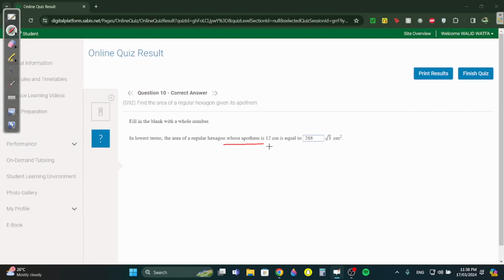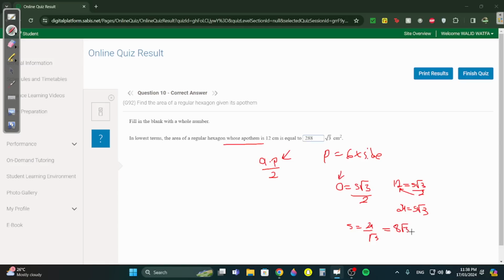Area of a regular hexagon whose apothem is 12. Again, to find the area, it's a times p over 2. So we need the perimeter, and you know the perimeter is 6 times the side for a hexagon. How do we find the side? We have the apothem. The apothem is equal to s radical 3 over 2. To find the side, the apothem is 12. 12 equals s radical 3 over 2, multiplied by 2: 24 equals s radical 3. S equals 24 over radical 3. If you put that on a calculator, it's 8 radical 3. So the side is 8 radical 3.